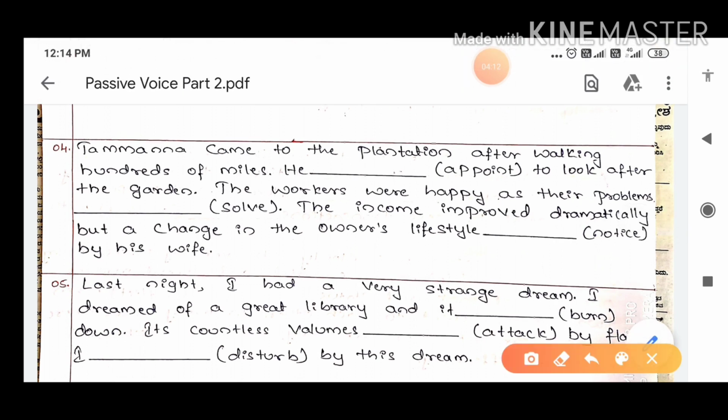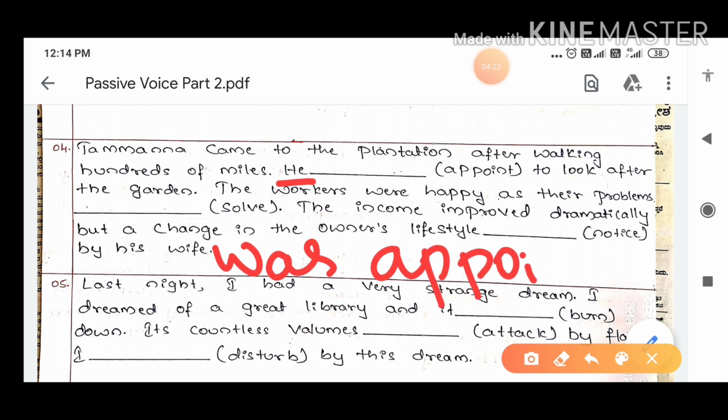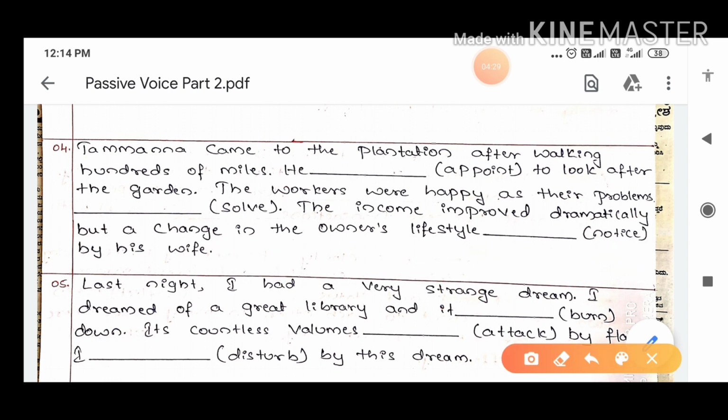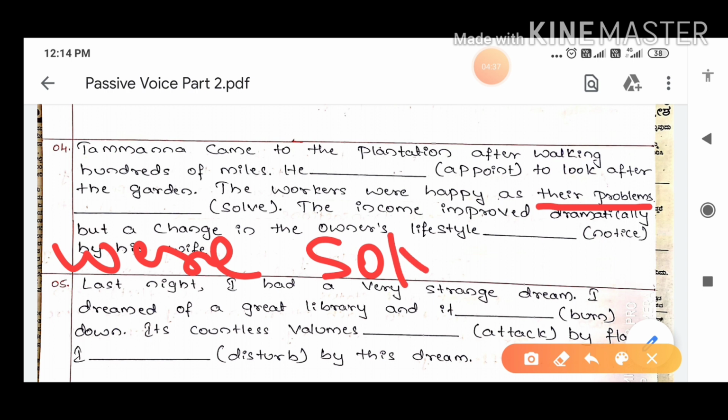Tamanna came to the plantation after walking hundreds of miles. He stands for singular pronoun, so we make use of was, and V3 of appoint is appointed. He was appointed to look after the garden. The workers were happy as their problems, which stands for plural, so we make use of were, and V3 of solve is solved. Their problems were solved.